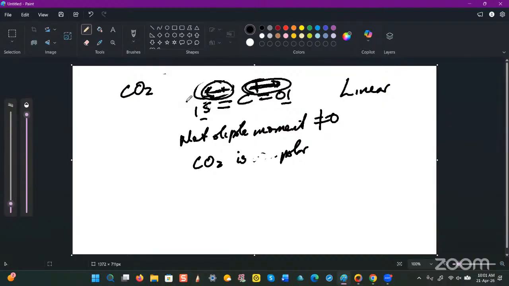They will not be equal to each other, even though they'll be opposed. And therefore, as a result, the dipole moment is a non-zero value, and therefore carbon dioxide is polar.